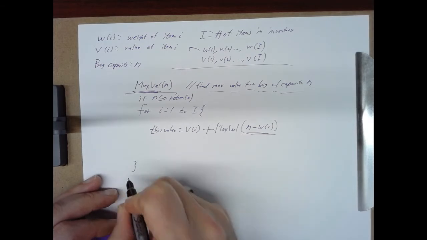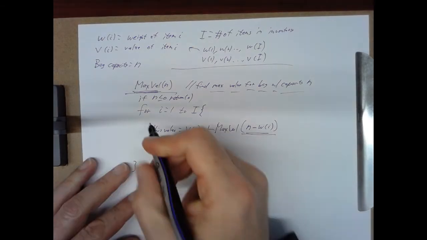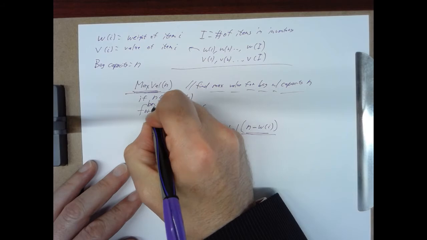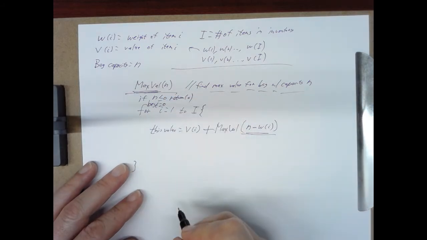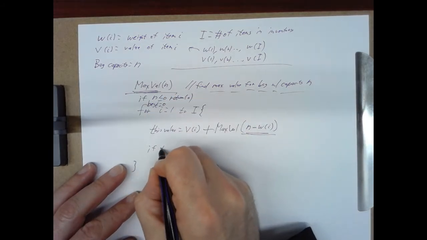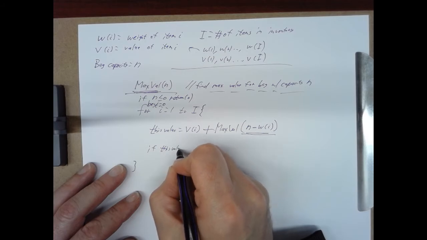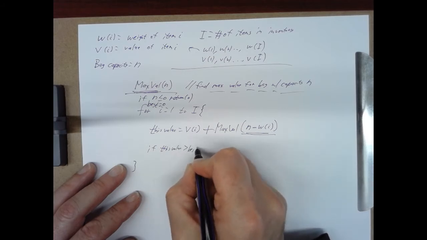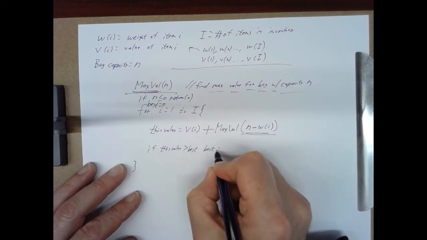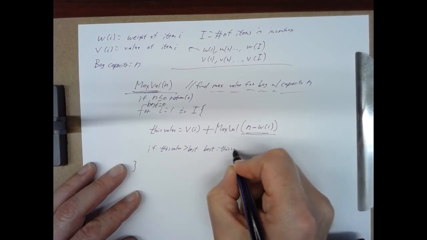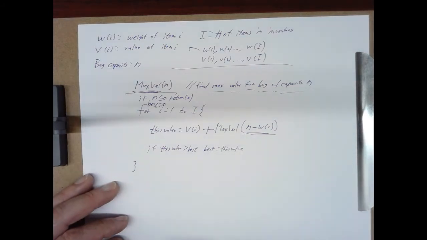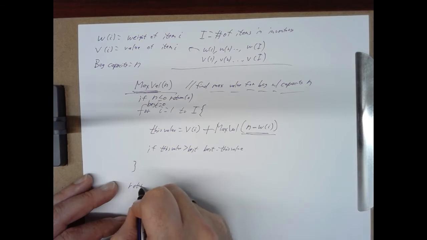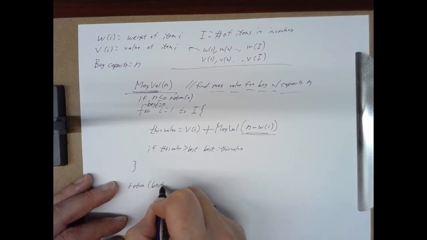So we iterate over this, and we need to record the maximum. And when we're done, we can just return the best weight that we found.